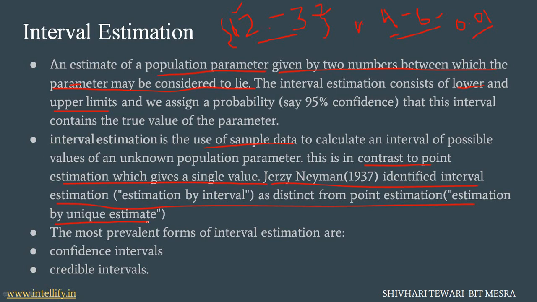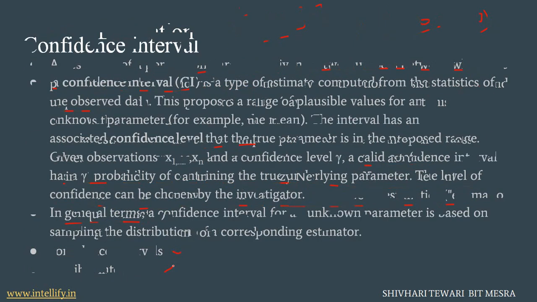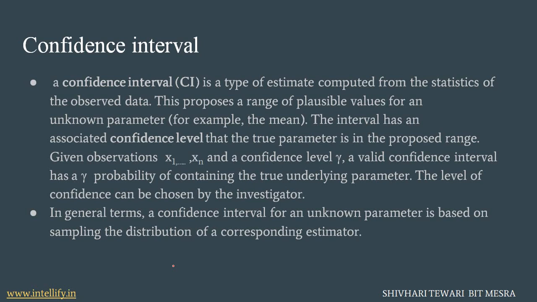Now, what are the types of interval estimation? The most prevalent forms of interval estimation are: number 1 is confidence interval, number 2 is credible interval. Now, what is a confidence interval?